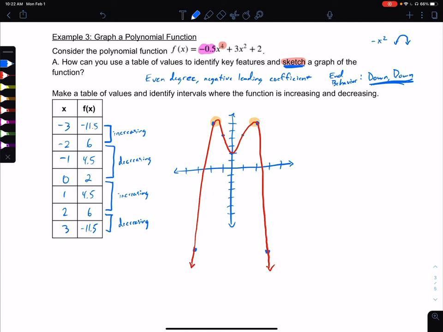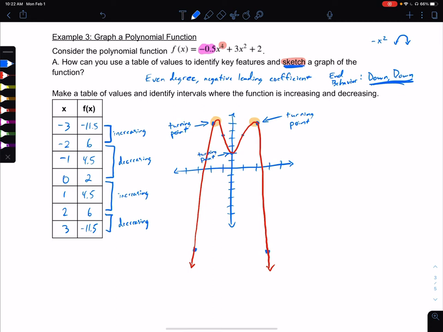All right, so we use that table of values. We identified some key features. We know that it's going down, down. We know that here and here there are turning points. Again, I don't know if that's exactly where it is, but there's a turning point at each of these places. And I also have a turning point right here.